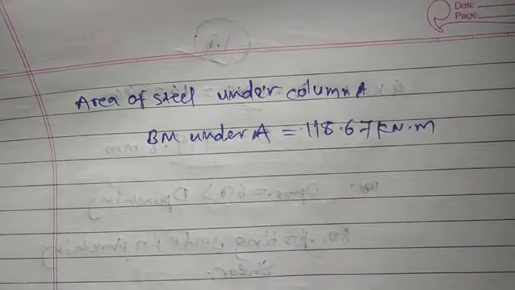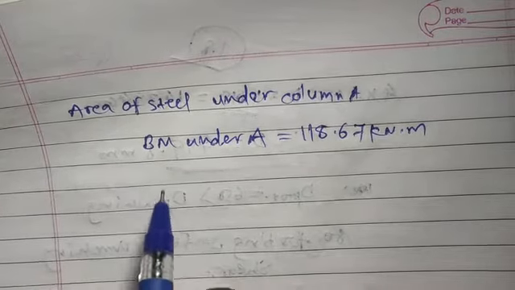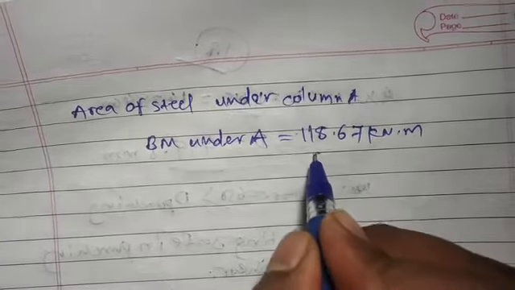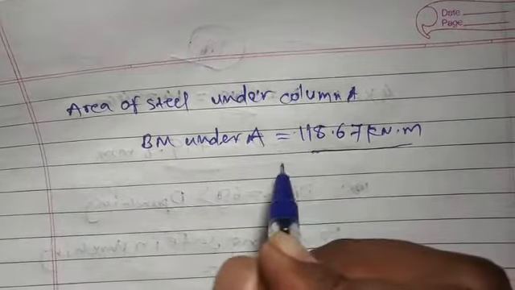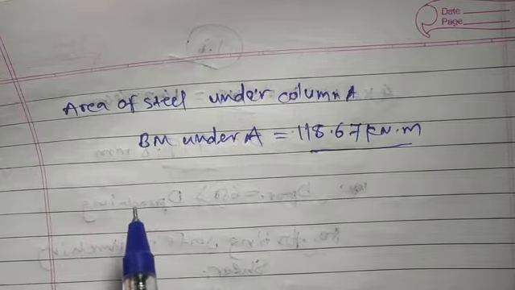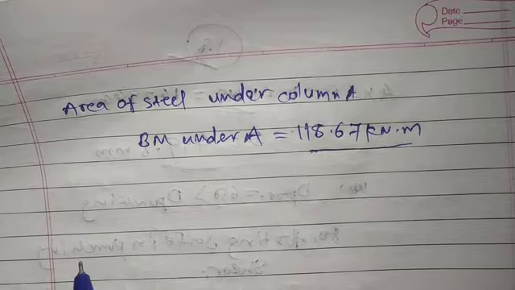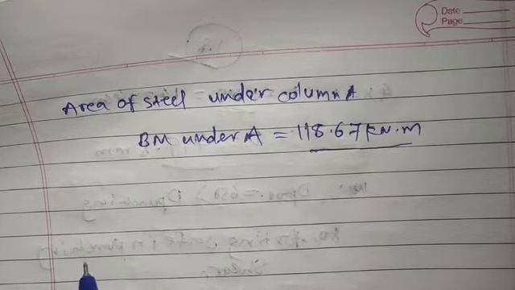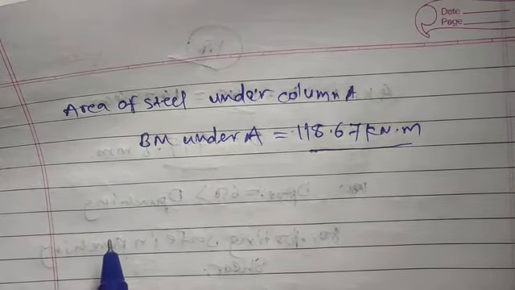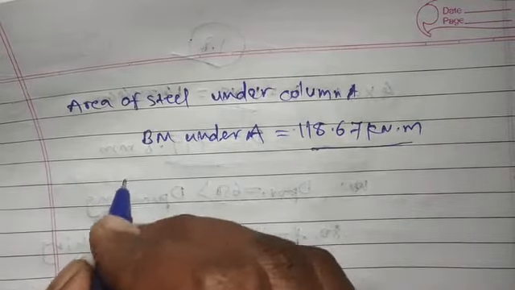First of all, we'll calculate the area of steel under column A. So for that we require maximum bending moment calculated under column A, which was 118.67 kilonewton meter. This is calculated by us already. So if anyone of you is not understanding what I am telling in this video, please refer or watch my previous 3 videos so that you will understand this numerical. I am continuing the same numerical in this 4th video on design of rectangular combined footing.